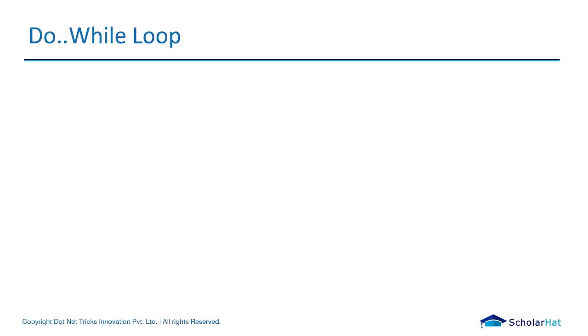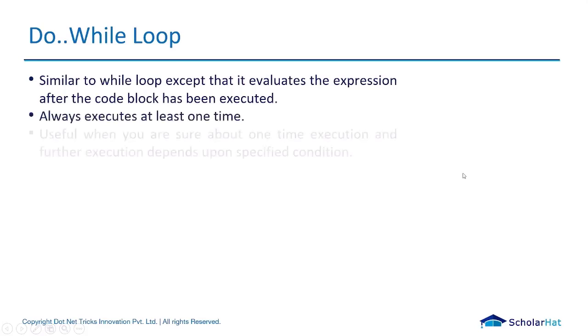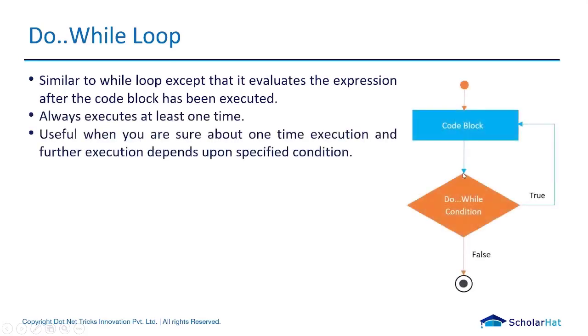So our next topic is going to be the do while loop. The do while loop is similar to the while loop, but it has something different. That is, it evaluates the expression after the code block has been executed. And in a do while loop, it always executes the statement at least once, then it enters the while condition.